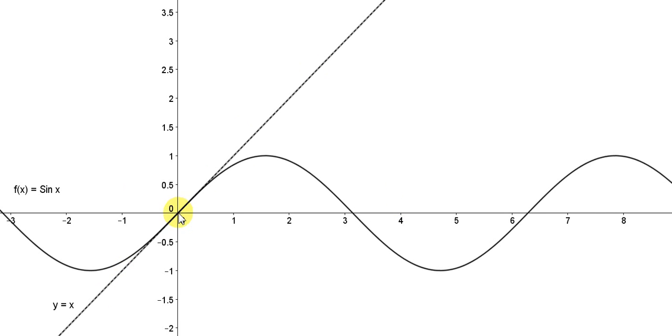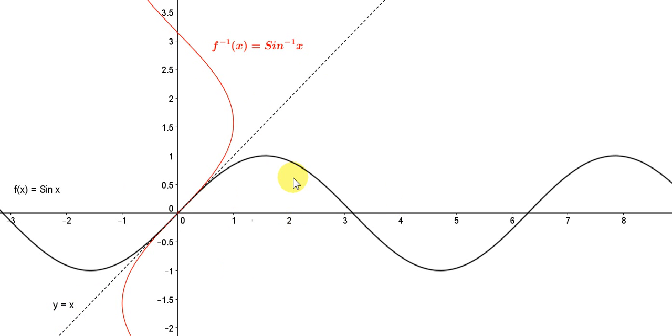Here's the line y equals x. It's a line that passes through the origin. You can see that c is 0 for this line. The slope is 1. The coefficient of x is 1. So that means this line makes an angle of 45 degrees with the positive x-axis. The tan of 45 degrees is the slope, which is 1.